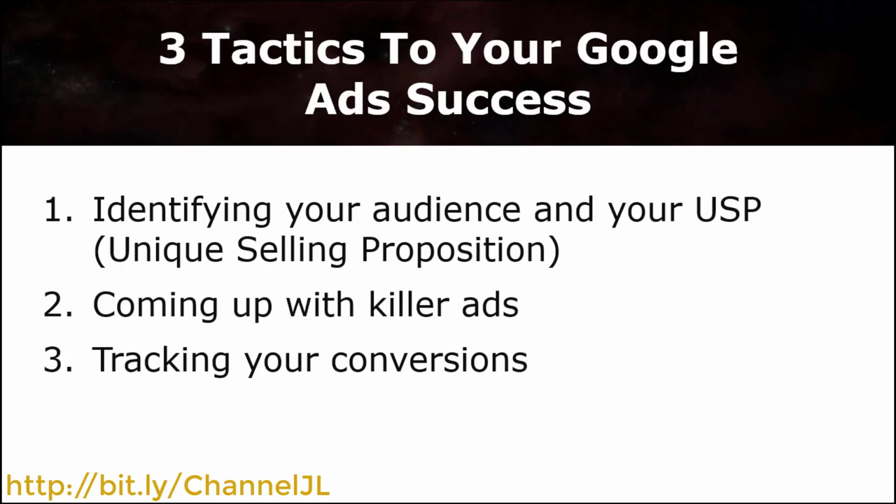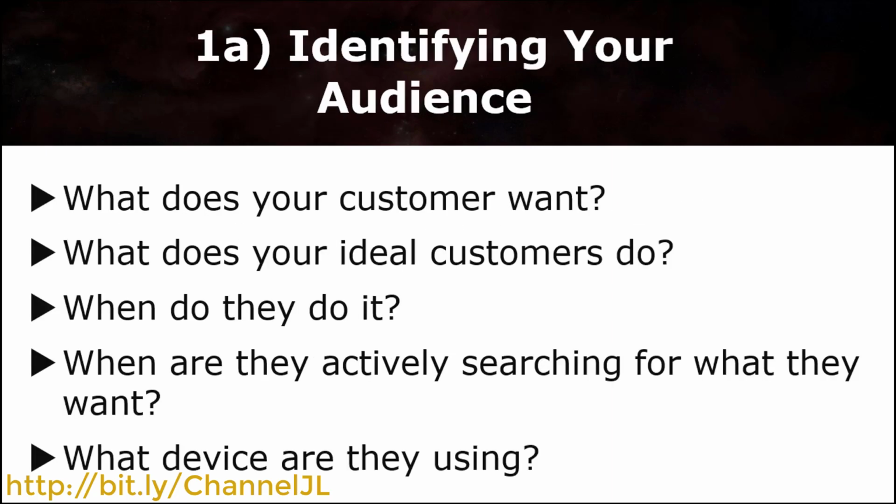Okay, I'm sure by now you're ready to set up your own Google AdWords campaign. But before you start, there are 3 tactics that can be useful to you in strategizing your ads and ensuring your campaign's success. These 3 tactics are, first, identifying your audience and your unique selling point, or USP. Second is coming up with the killer ads, and finally, tracking your conversions. Let's explore the first tactic, which is identifying your audience and your unique selling point, or USP.